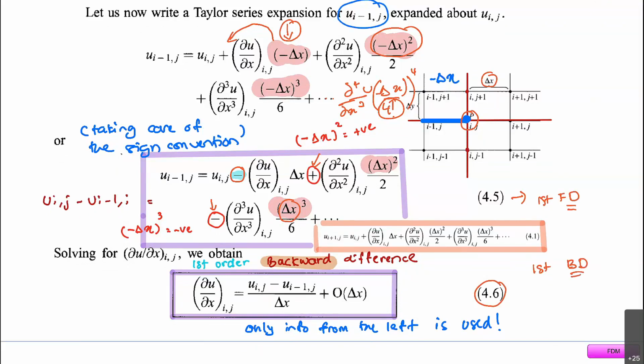Okay, if you look at the screen in terms of the equation, du/dx is equal to (u_i,j, which is the origin, minus u_i-1,j, which is the left) divided by delta x, plus the higher order terms on the right side. If you look at the sign convention, the highest order is the first order, so it's called first order, and backward difference because we are looking at the variables on the left side. That's why we call it backward difference.